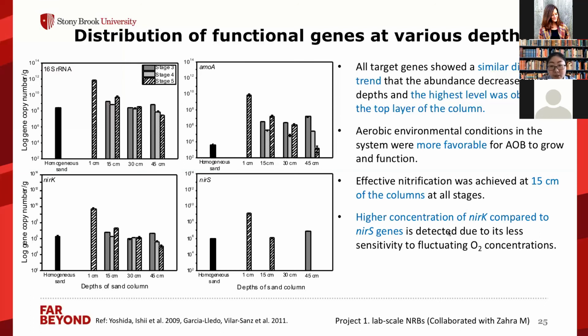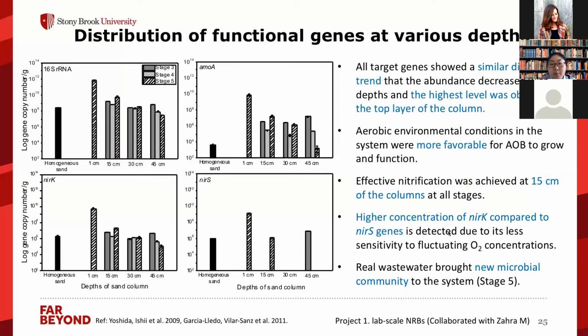Denitrifiers with the nirS gene prefer stable environments with constant and anaerobic conditions, while denitrifiers with the nirK gene are less sensitive to fluctuating oxygen concentrations. The 16S rRNA quantity at stage 5 was considerably higher than that in homogeneous Finland sand, which was not observed at stage 3 and 4. It can prove that real wastewater brought new microbial community to the systems.